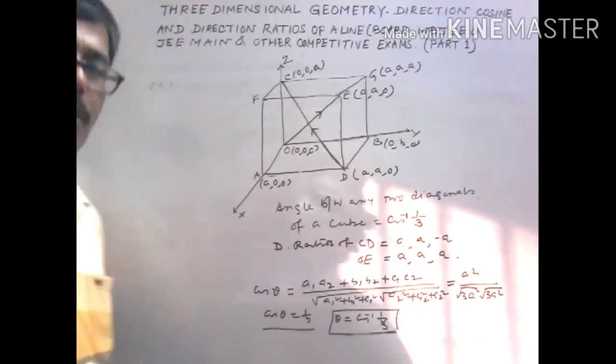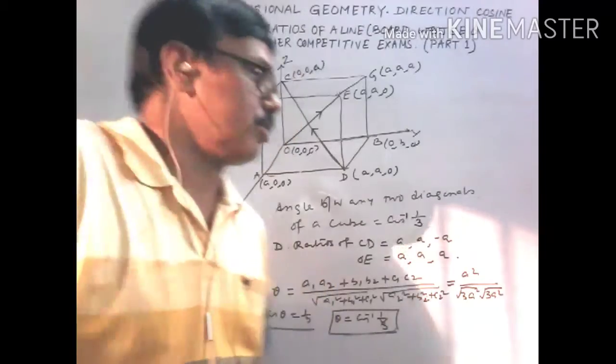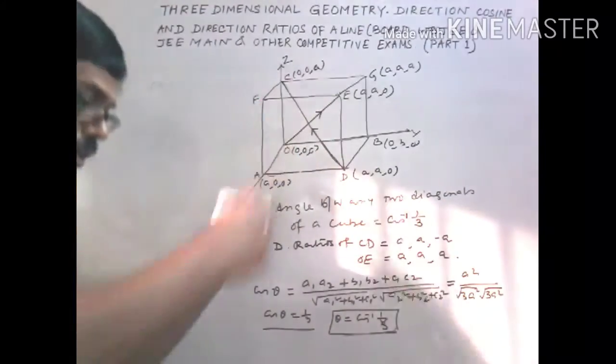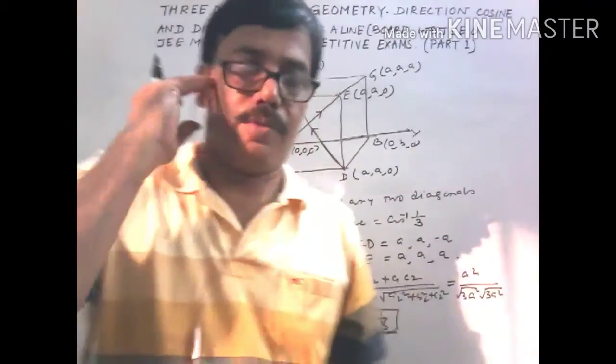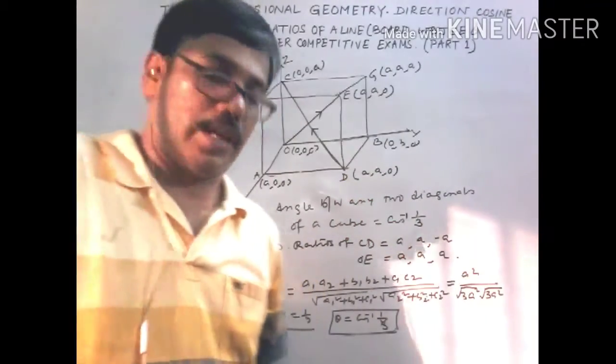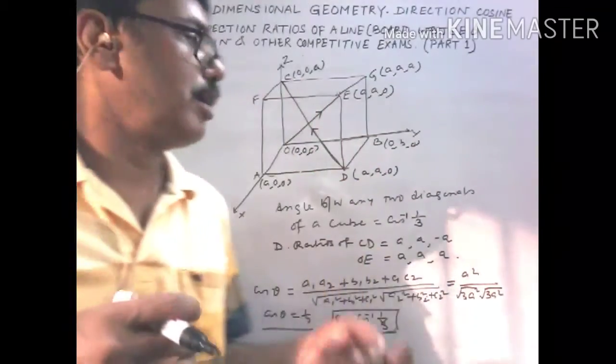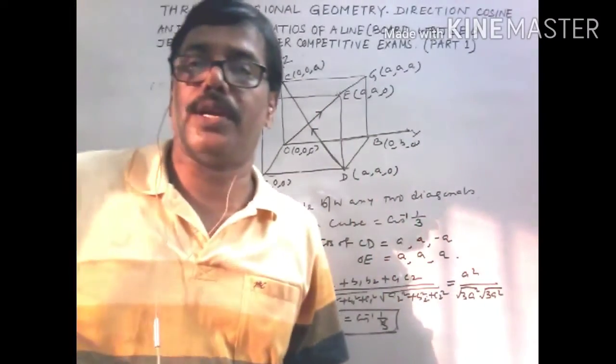So we have to remember this result. Angle between any two diagonals of a cube. Similarly you can find the angle between any two diagonals of a cuboid.